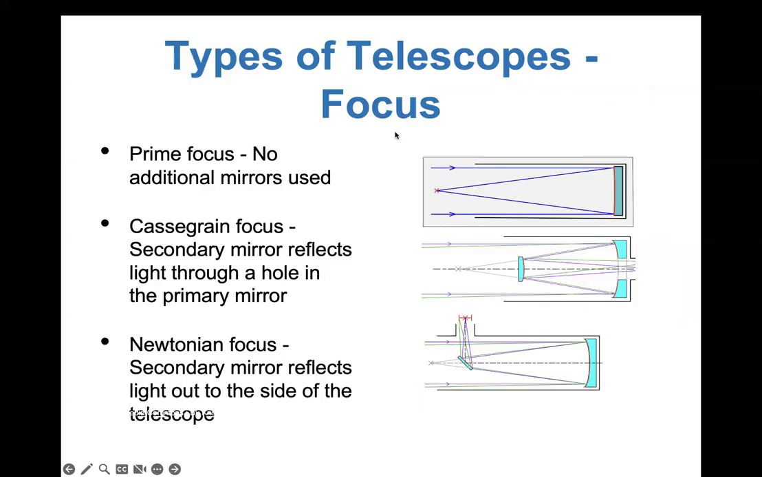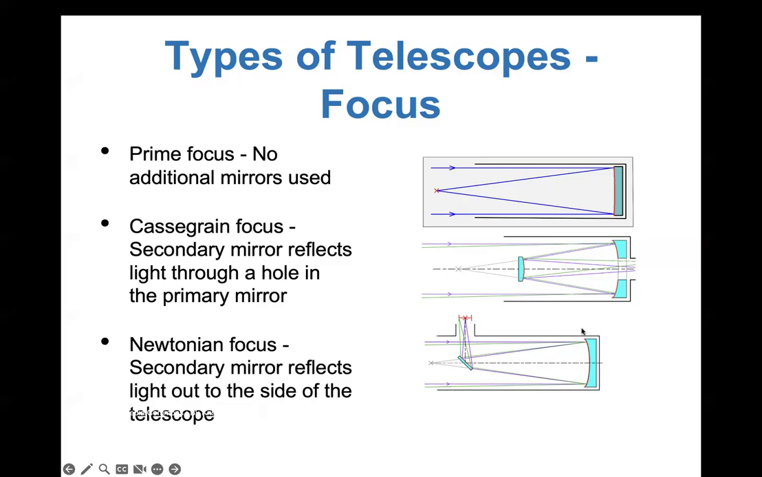So this is where they're concentrating the light. In each case, the light that comes in comes in kind of straight because the source of the light is so far away. And one type of telescope is a prime focus, where there are no additional mirrors used. And by the way, let me clarify that all three of these types of telescopes, with their varying focus, are reflective telescopes.